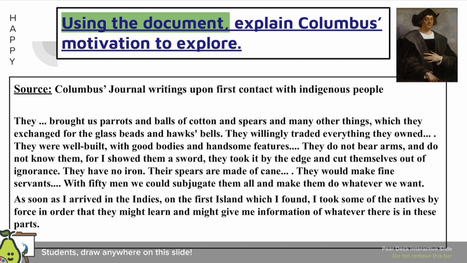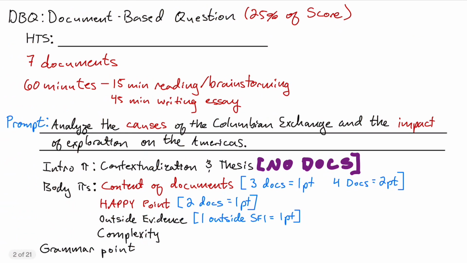If you can do that for 3 documents, you get 1 point. And again, that is the content point. Remember that content is not the same as context. Context is background information. Content is a summary, a 1-sentence paraphrase of that document, instead of quoting. You get 2 points on the rubric if you summarize 6 documents in using them to answer your essay prompt.